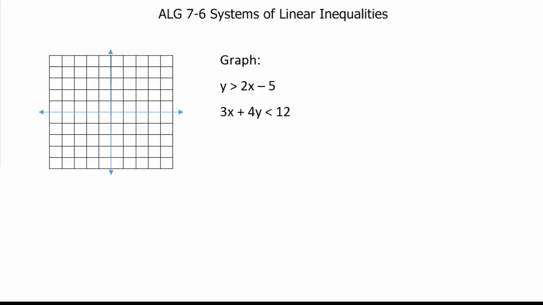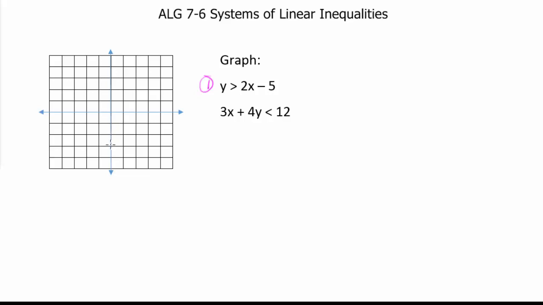Alright, today we're going to do 7-6, systems of linear inequalities. So just like 7-5, you're just graphing the inequality, but now you're going to do two of them on the same graph, okay? But we'll just take one at a time. So this first one, y is greater than 2x minus 5.